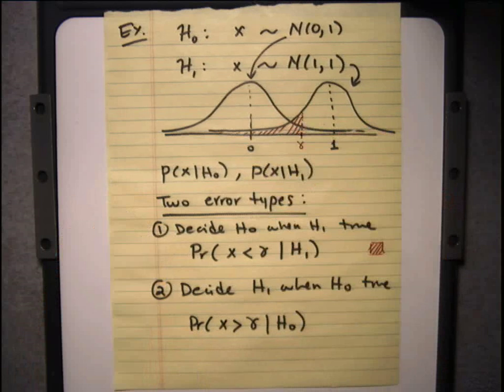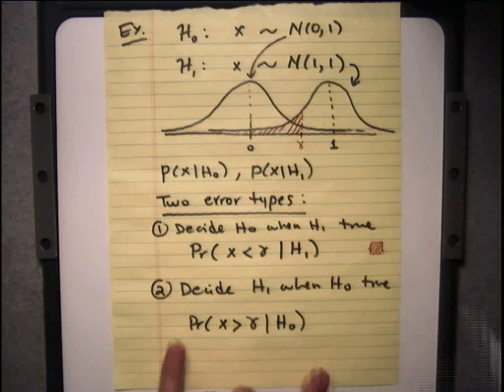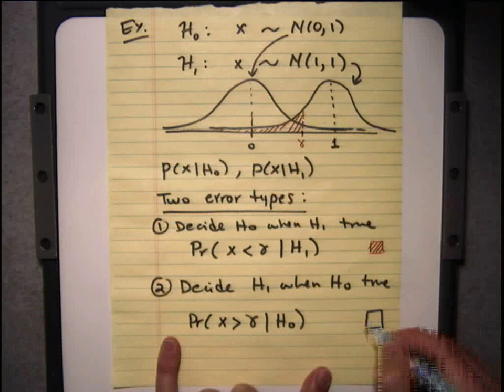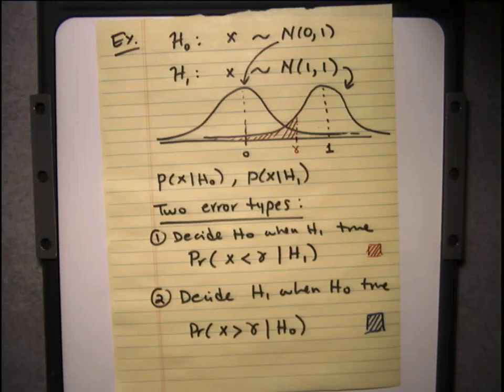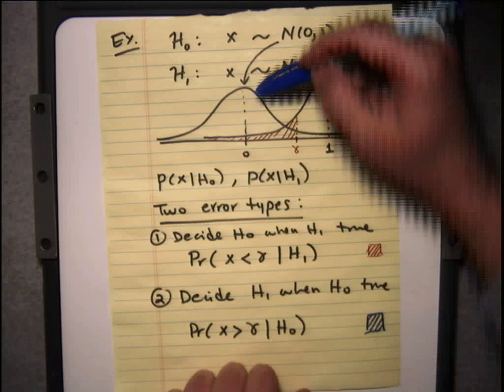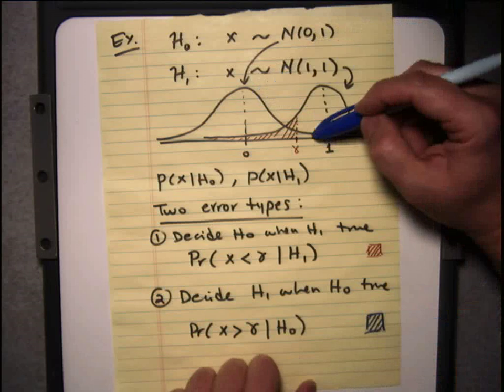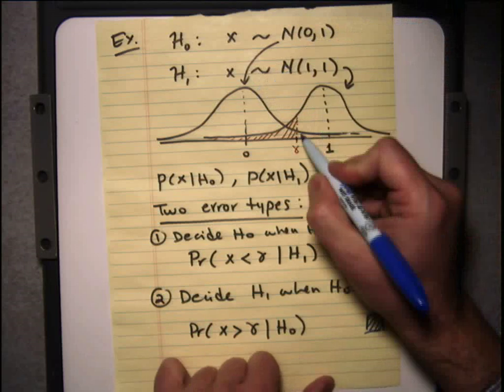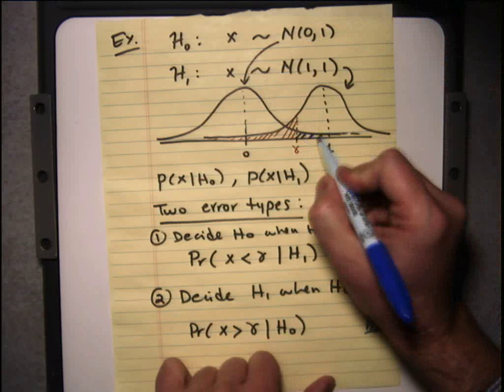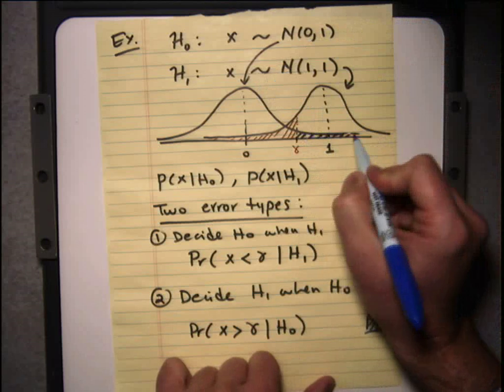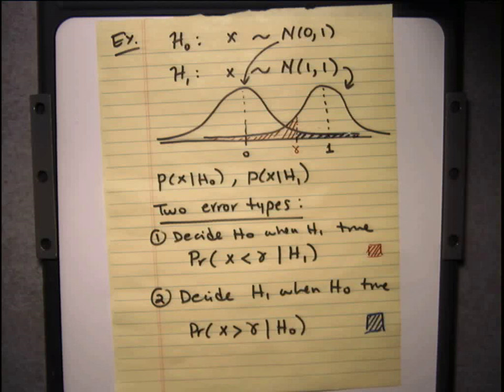All right, on the other hand, this probability here, let's do it in blue. Probability that x is bigger than gamma given H0. So you go to this curve because it's H0, and you look at the probability of x bigger than gamma. That's this area here. Okay? What do you see from this?